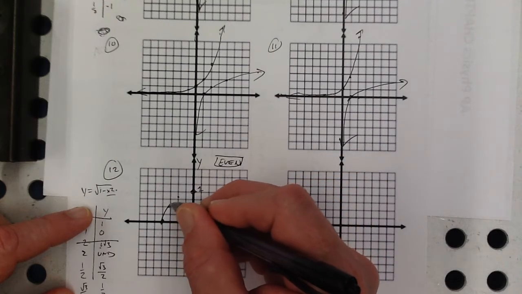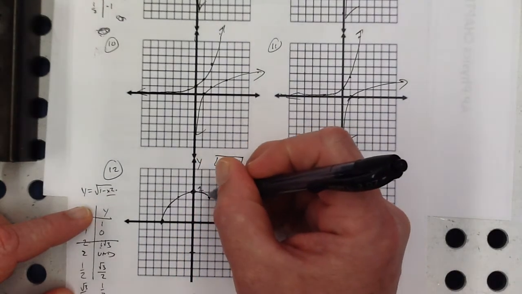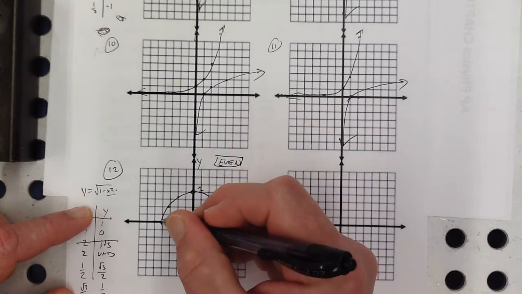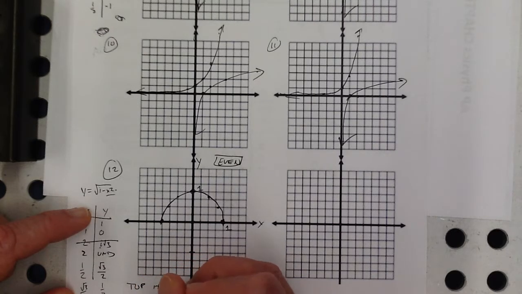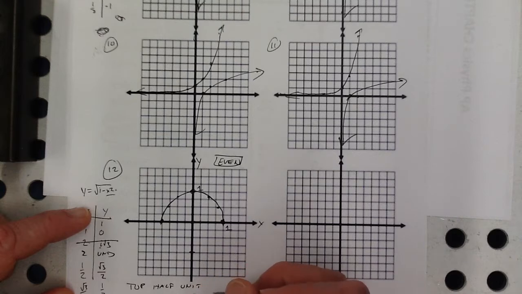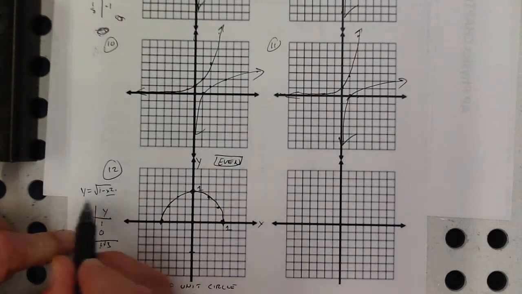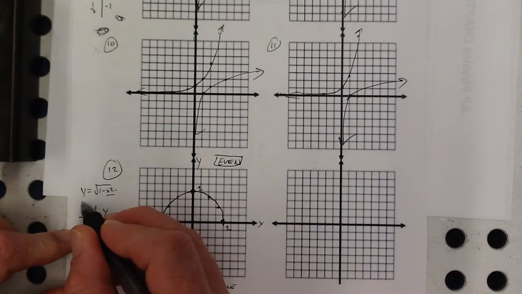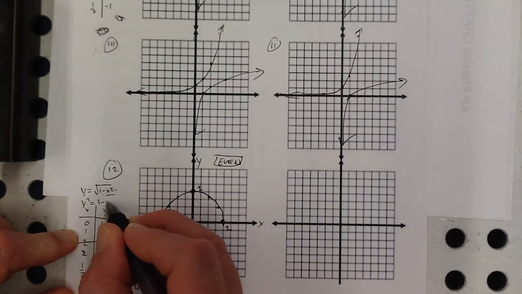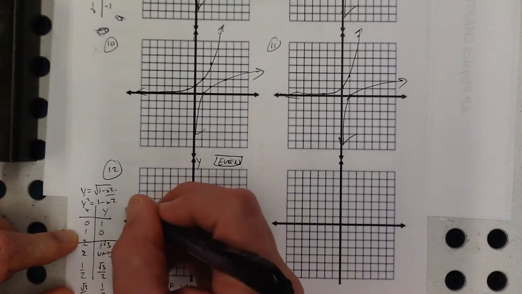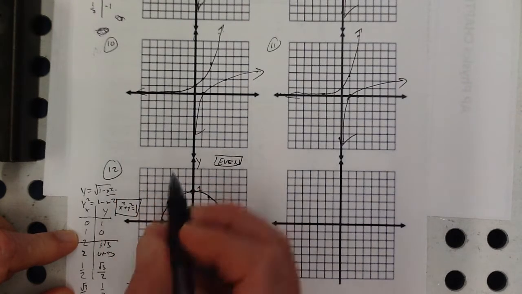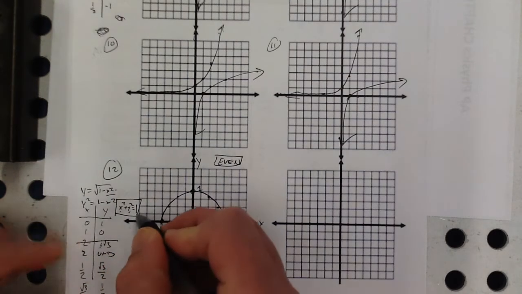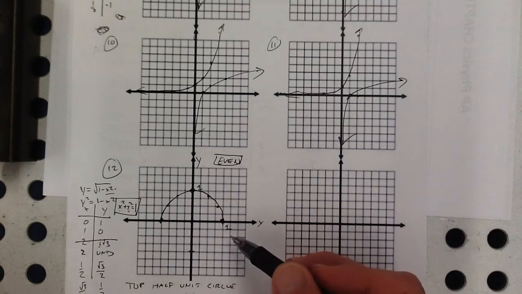Well, you know what this is? This is the top half of the unit circle. And that didn't come out of nowhere. If you took this and squared both sides, y squared equals 1 minus x squared, and then you move the x squared to the other side, you get x squared plus y squared equals 1. That's the equation for a circle with a center at the origin and a radius of 1. That's the unit circle. How come I didn't get the bottom half?